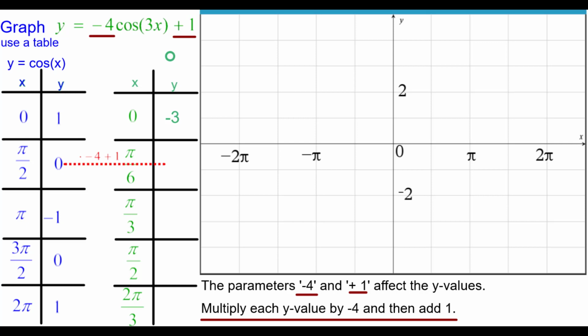Oh, I guess we did. We decided to do all the ordered pairs first. Got it. So now 0 times -4 plus 1 is 1. -1 times -4 is 4 plus 1 is 5. 0 times -4 plus 1 is 1. And -4 times 1 plus 1 is -3.